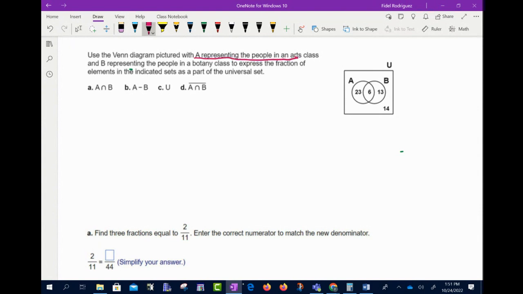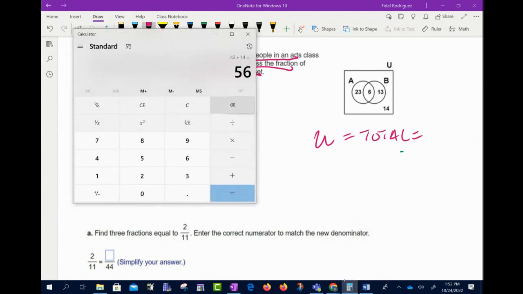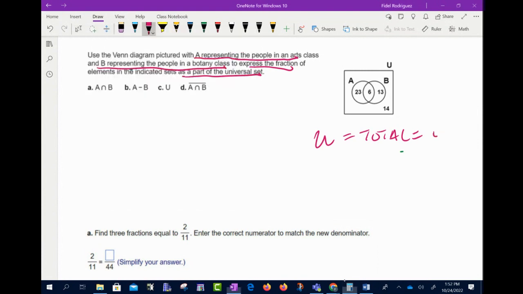A is the number of people in an art class, B is the number of people in a botany class, and we're going to write fractions of the elements in the indicated sets as part of the universal set. So the universal set, y'all, is just going to be the total, okay? So I'm going to take my calculator here. Let me clear this out. What's 23 plus 6 plus 13 plus another 14? Total is 56 here, okay? So when I do part A, A intersection B is looking for the people who are both in art and botany, and that's 6 out of 56, okay?